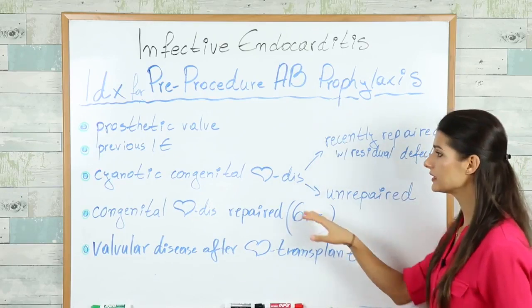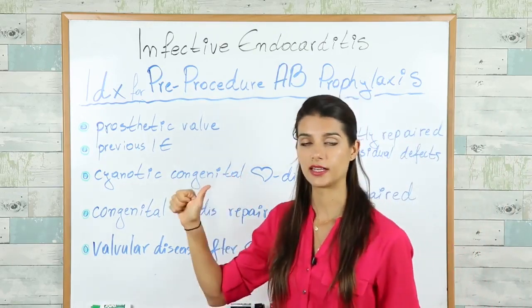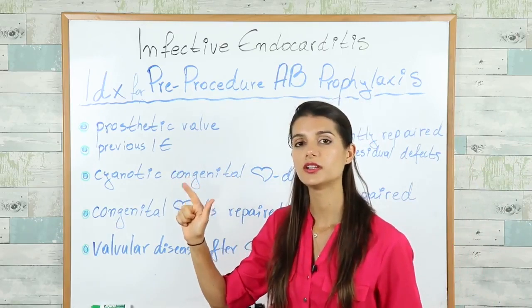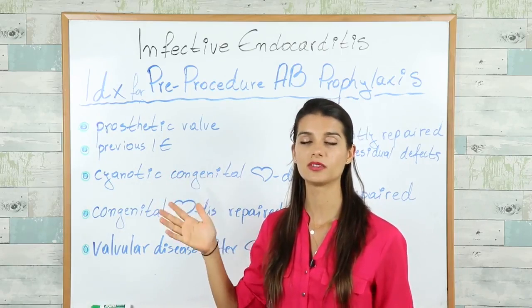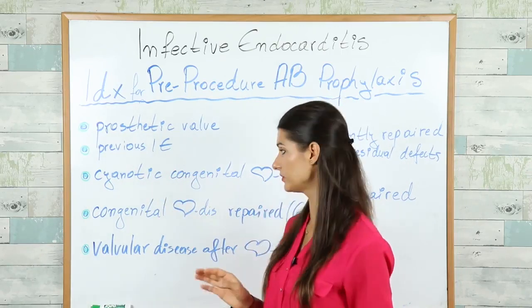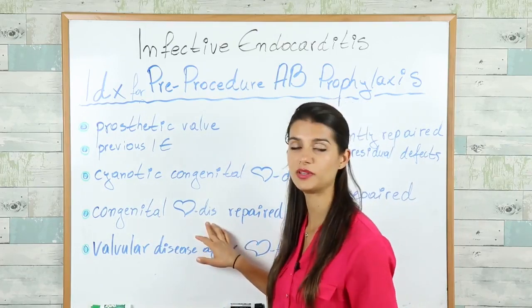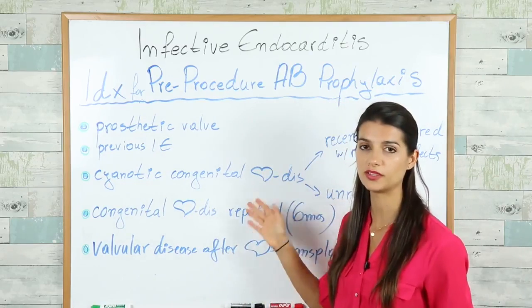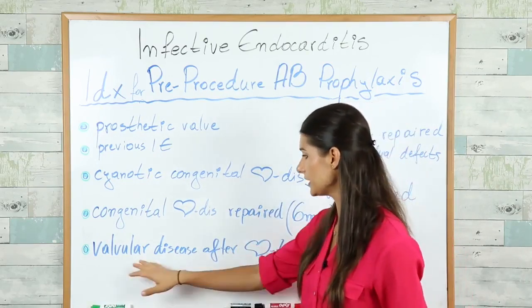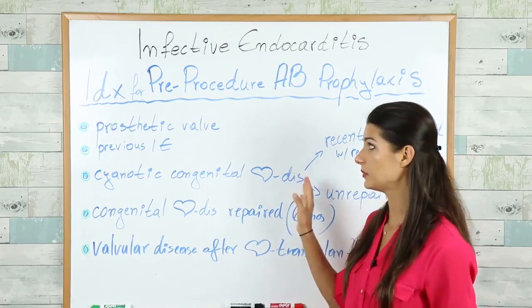defects though. And what are the congenital cyanotic heart diseases? The 5 T's, right? Tetralogy of Fallot, tricuspid atresia, transposition of the great arteries, truncus arteriosus, and total anomalous pulmonary venous return. Alright, moving on. If the patient has had congenital heart disease which has been repaired in the last 6 months, then you also have to give them prophylaxis. And also, if they have valvular disease after heart transplant, they also need antibiotic prophylaxis.